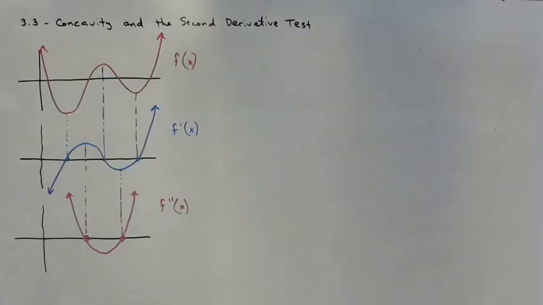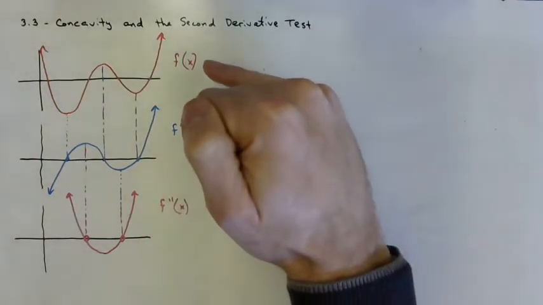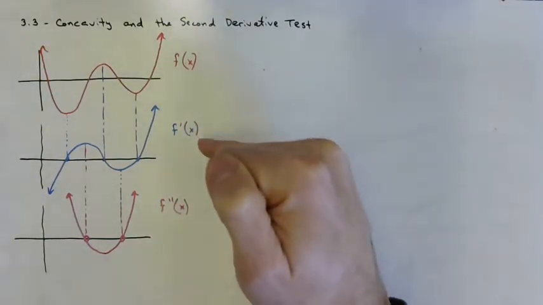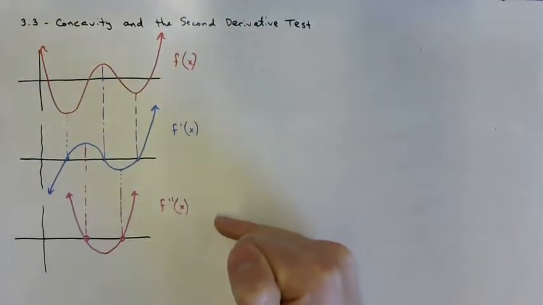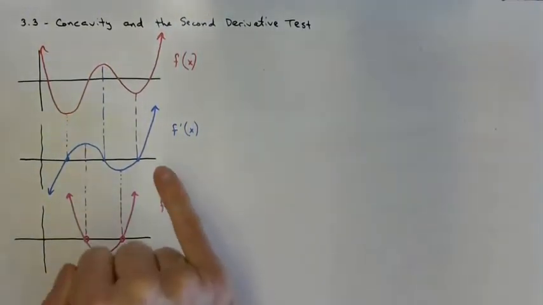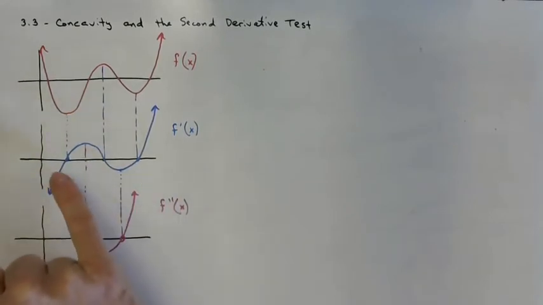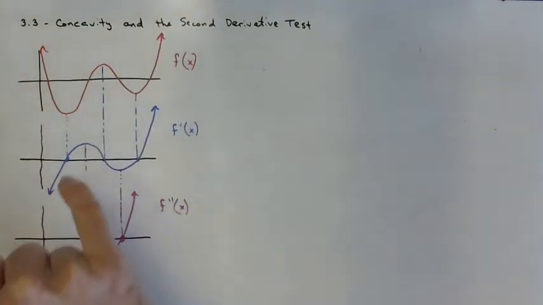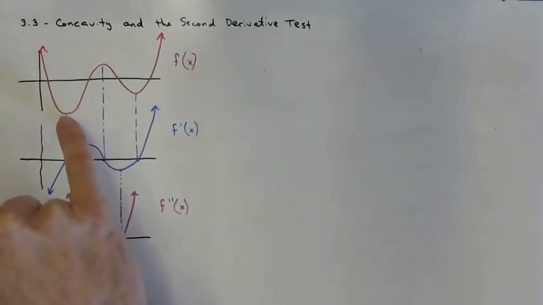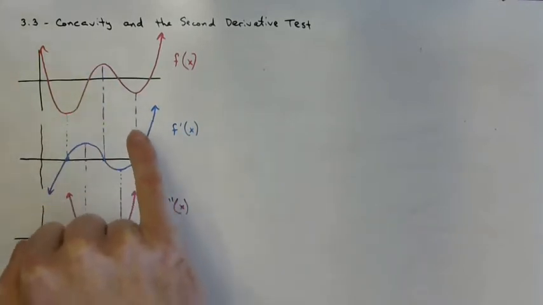Oh, this is 3.3, concavity and the second derivative test. So you'll remember diagrams like this, where we had, for instance, the displacement graph and then the velocity function and then the acceleration function, which were derivatives of each other. And basically the derivative of a function indicates where there is a change of direction in the original function. So the zeros of the derivative indicate a change of direction, a minimum or a maximum in the original function.